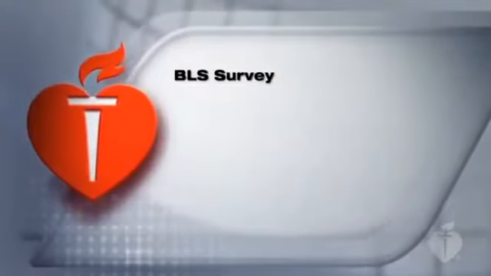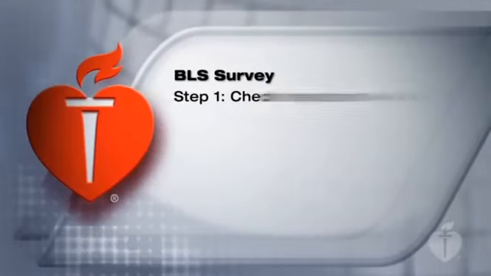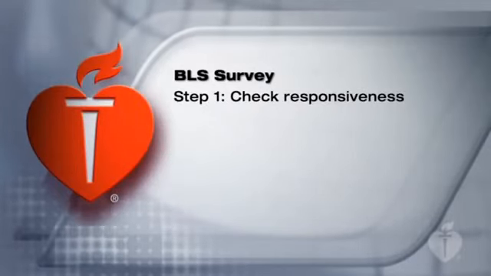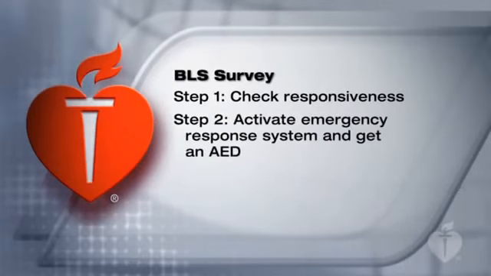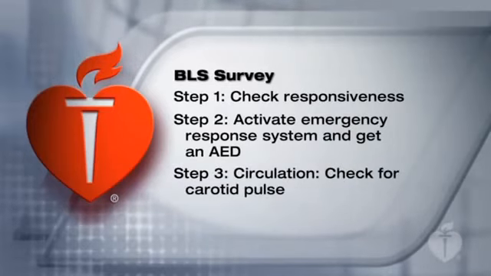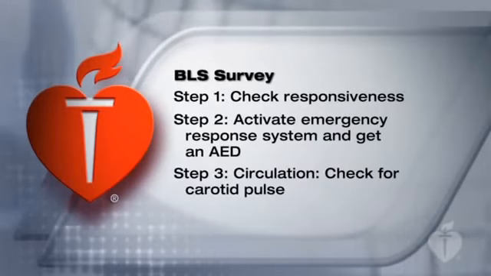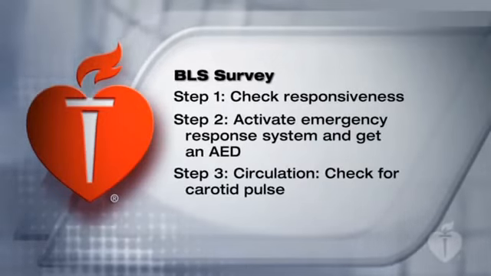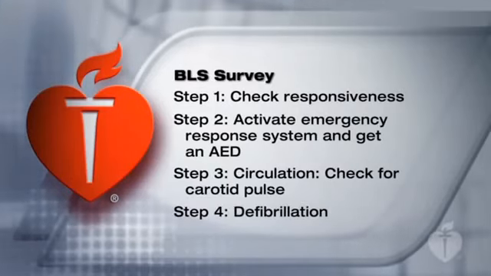Let's review the 4 steps of the BLS survey. Step 1. Check responsiveness. Tap and shout and scan the chest for movement. Step 2. Activate the emergency response system and get an AED. Step 3. Circulation. Check for a carotid pulse. If you cannot feel a pulse within 10 seconds, support circulation by giving cycles of 30 chest compressions followed by 2 ventilations. Step 4. Defibrillation.